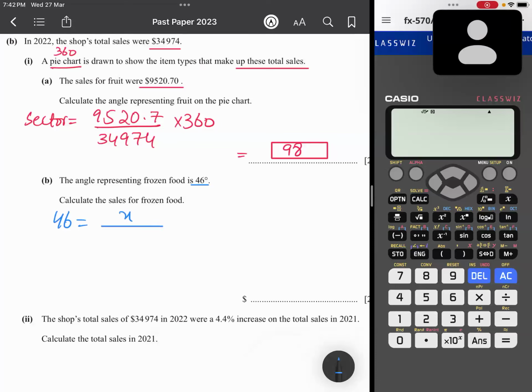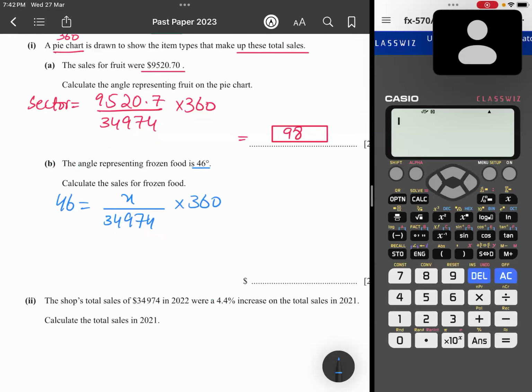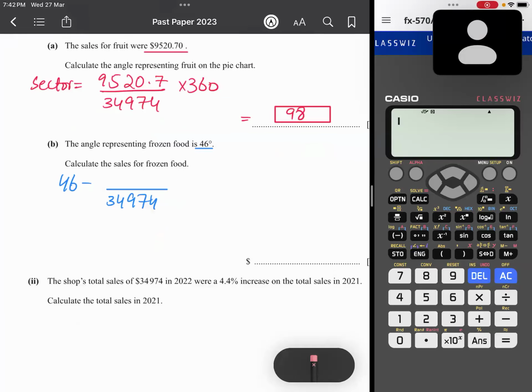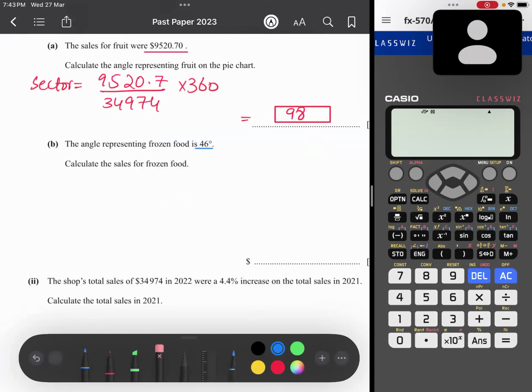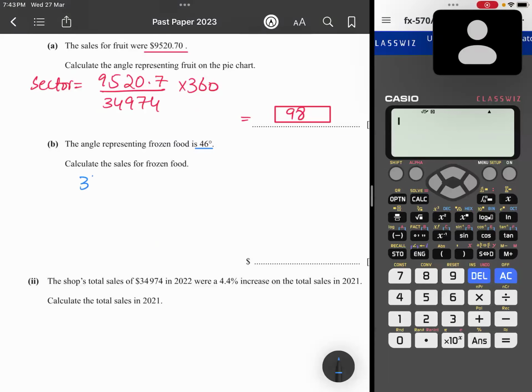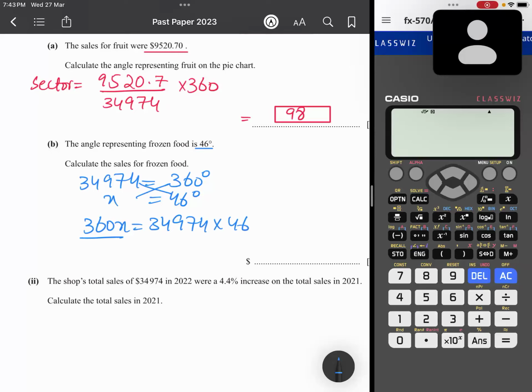This is unknown. Total sale is 34974 multiplied by 360. Now make x the subject. Or you can apply this technique as well in the paper. That total sale is 34974 equals 360 degrees. So 46 degrees equals x. So cross multiplication, your choice. So 360x is equal to 34974 multiplied by 46, divided by 360 on both sides.